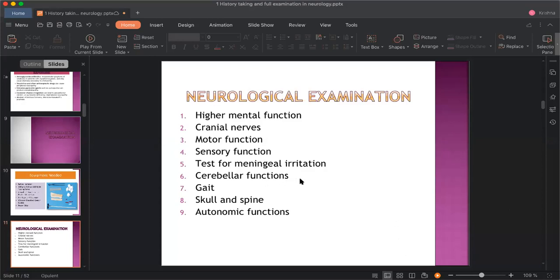Sixth, cerebellar function test. Seventh, we ask the patient to walk in front of us to assess the gait, how the patient walks. Eighth, we examine the skull and spine. Are there any deformity or any abnormality? And the last one, we need to assess what the autonomic functions are. So one after the other, I will elaborate on this.